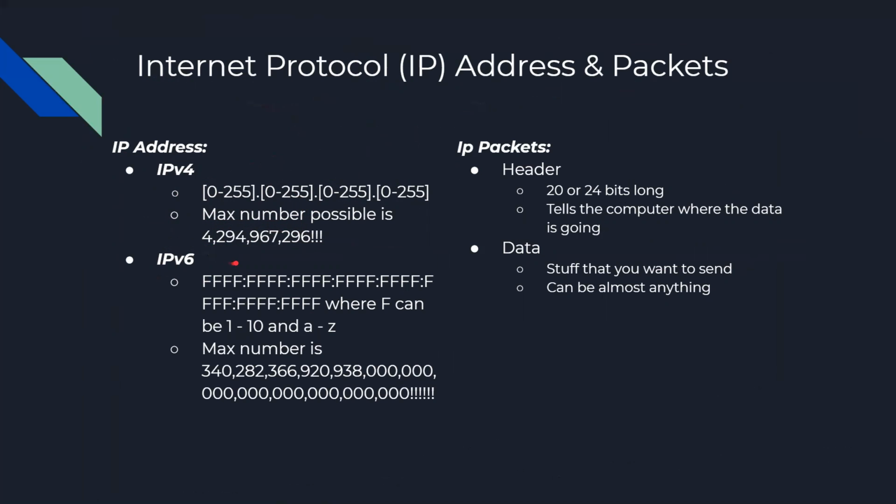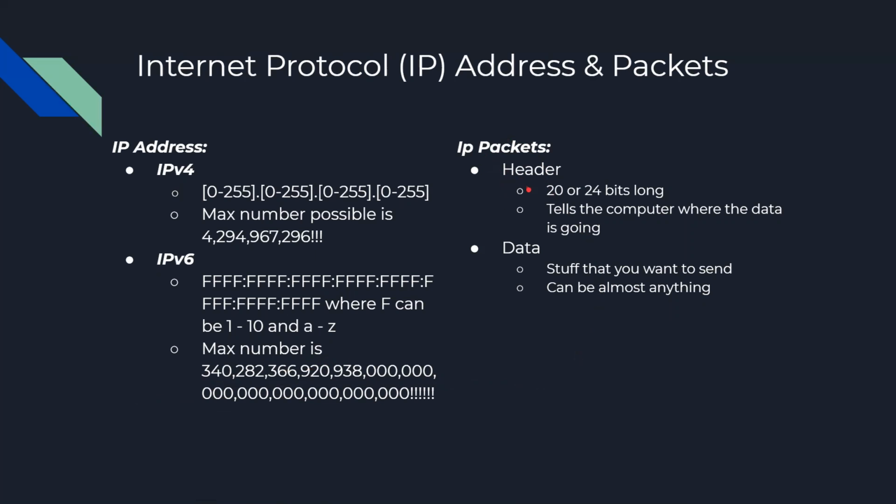The maximum number is 4,294,967,296. This is a lot, but there's a lot more computers out there. So that's when IPv6 came out. This is the max. F can be anywhere from 1 to 10 and A to Z. The max number is a lot.